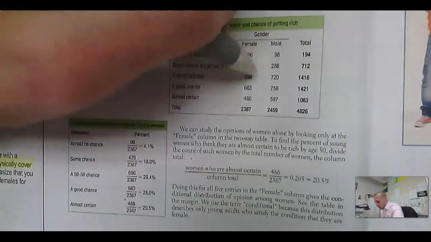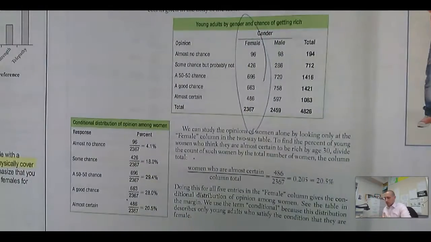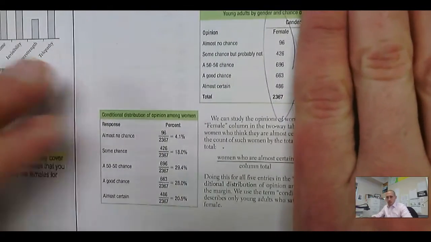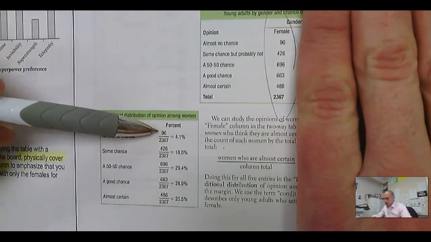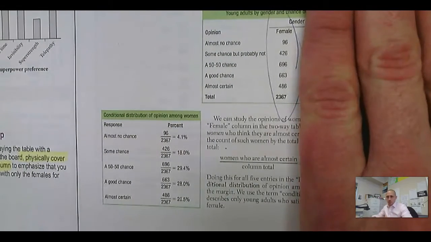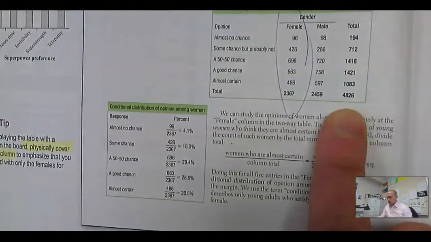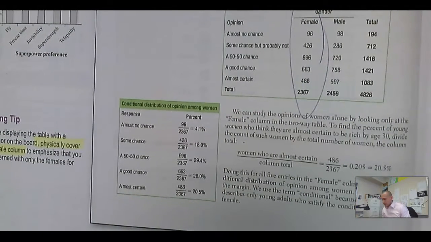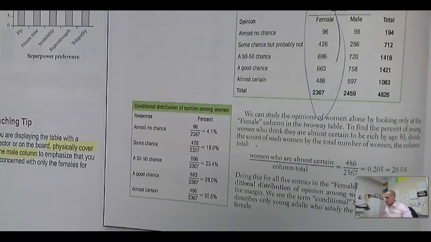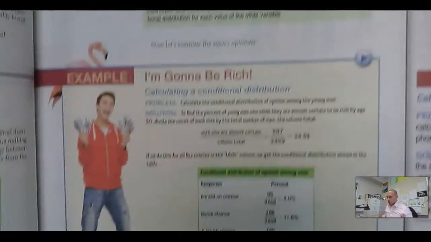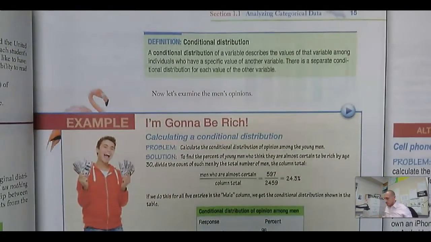So if I want the conditional distribution of opinion among women, I am only looking at this part of the table. I'm only looking at the females. And as you see here, I'm dividing each of the opinions by the total number of females. Conditional distribution means you're not using the table total. You're not going to use this 4,826. This will allow us to start comparing to see if there's an association between, in this case, gender and opinion.